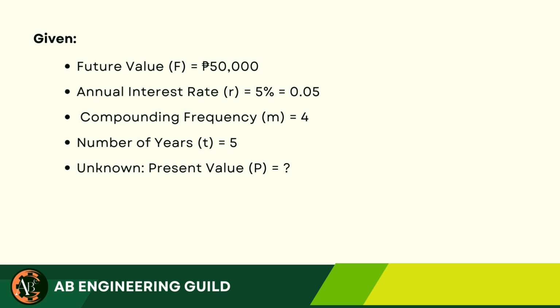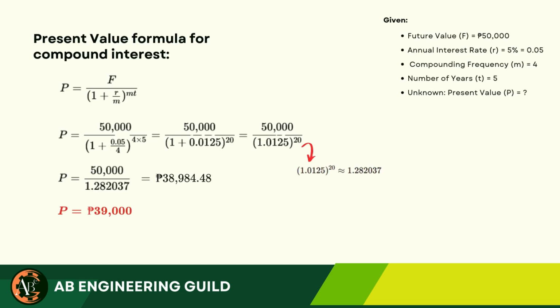If there were no interest at all, the farmer would need to deposit the full 50,000 pesos upfront. If the interest were not compounded quarterly, say, compounded annually, the growth would be slower, and he'd need to deposit more. If the time were shorter than 5 years, again, he'd need to deposit more to reach the same goal. So, each parameter plays a role in reducing the amount he needs to deposit today.